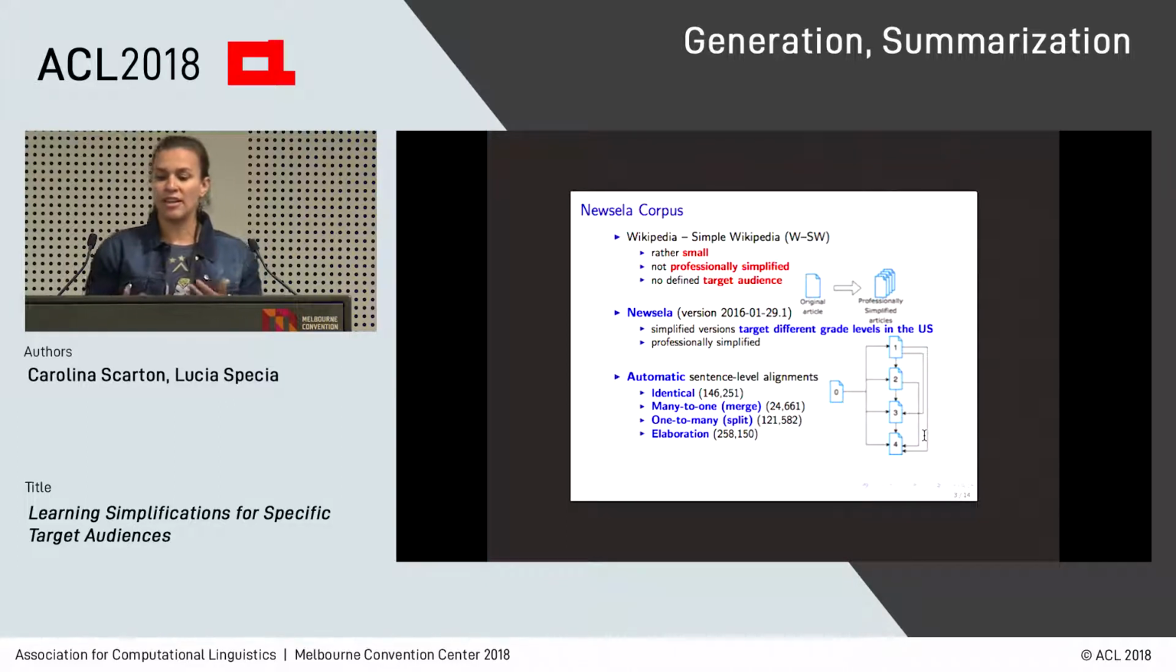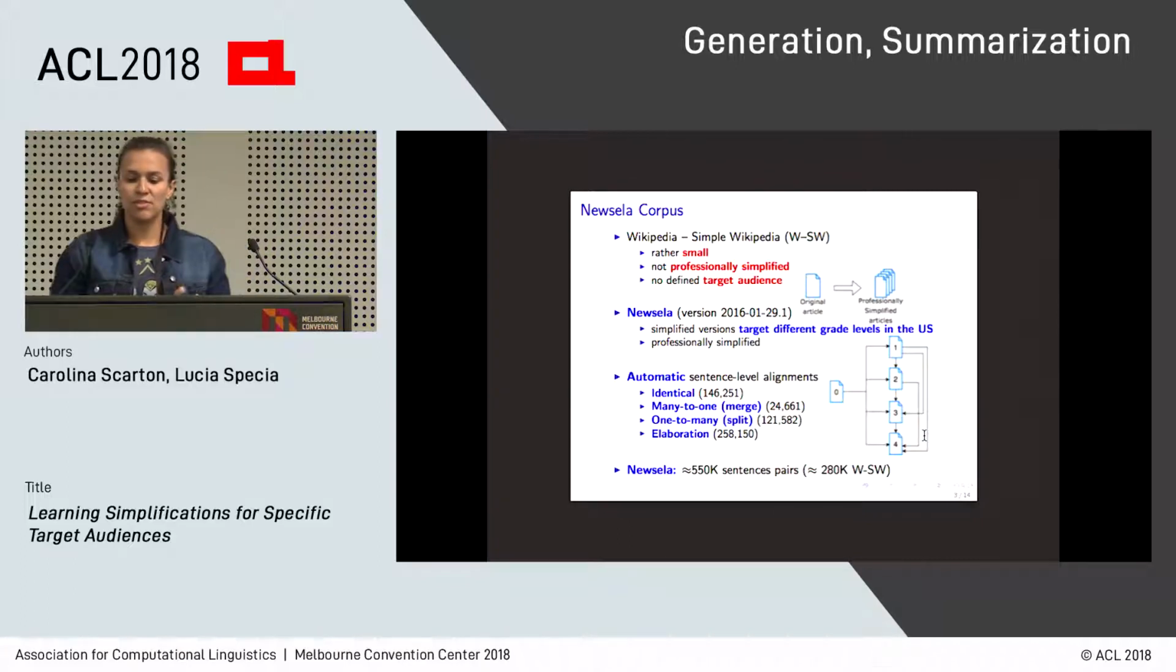In order to use this data for a sequence-to-sequence approach, we need a sentence-level alignment. So we do it automatically, and these alignments can be classified into 4 classes. The original sentence may have been kept in the simplification. We can also have many-to-one, where several sentences were merged into one sentence in the simplified version; one-to-many, when one sentence was split into several sentences; and also elaboration, where it's still a one-to-one alignment, but the sentences are different. We also produced alignments between the original documents and all these possible simplified versions, and also between the simplified versions. This resulted in around 550,000 sentence pairs, which almost more than doubled the size of the Wikipedia data set.